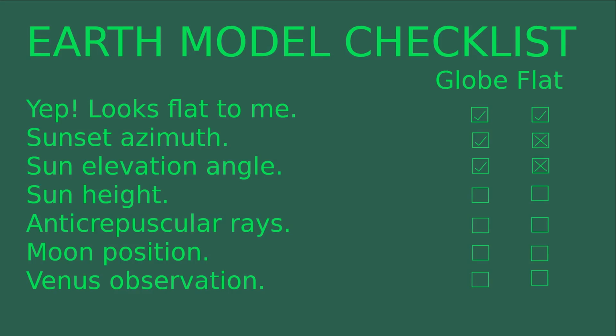Here's where we got with part 1 with the Earth model checklist. It looks flat to me, which comports with globe as well as flat. The sunset azimuth, the globe passed that, the flat Earth failed that one. Sun elevation angle, the globe matches, flat Earth fails miserably. Now we're going to continue on.